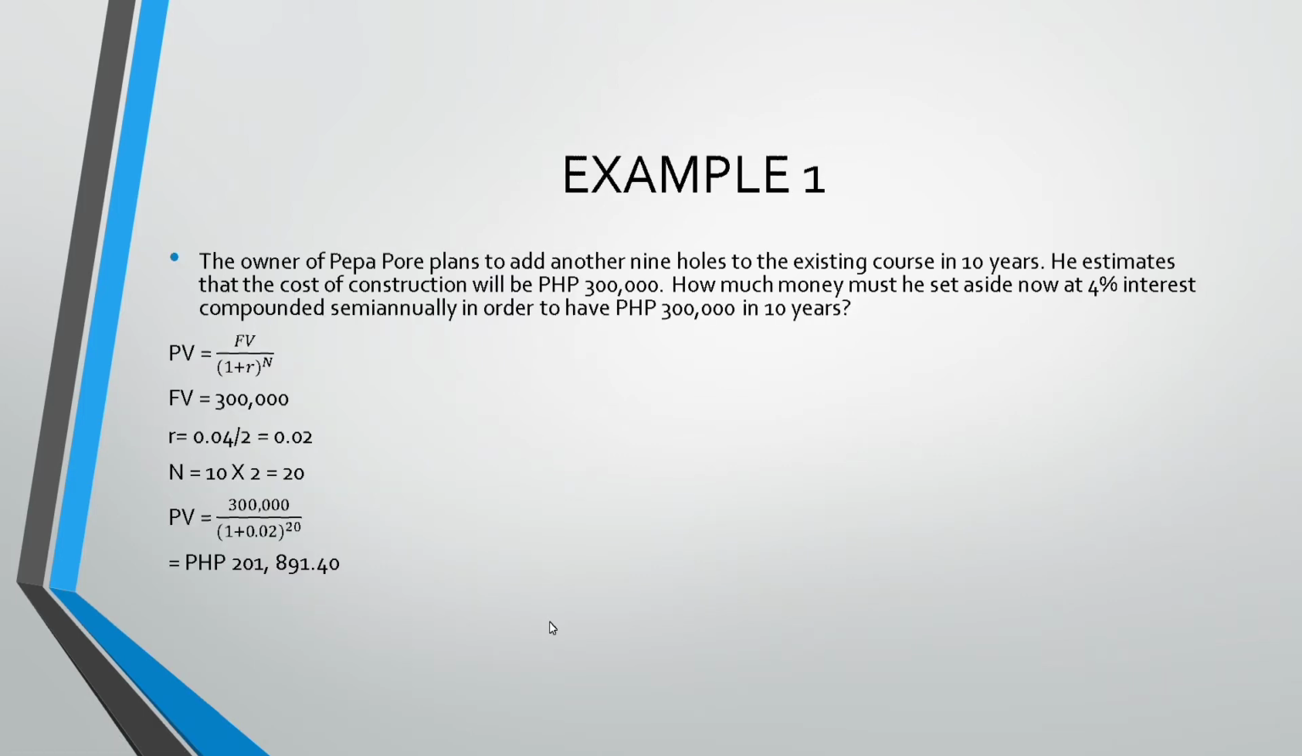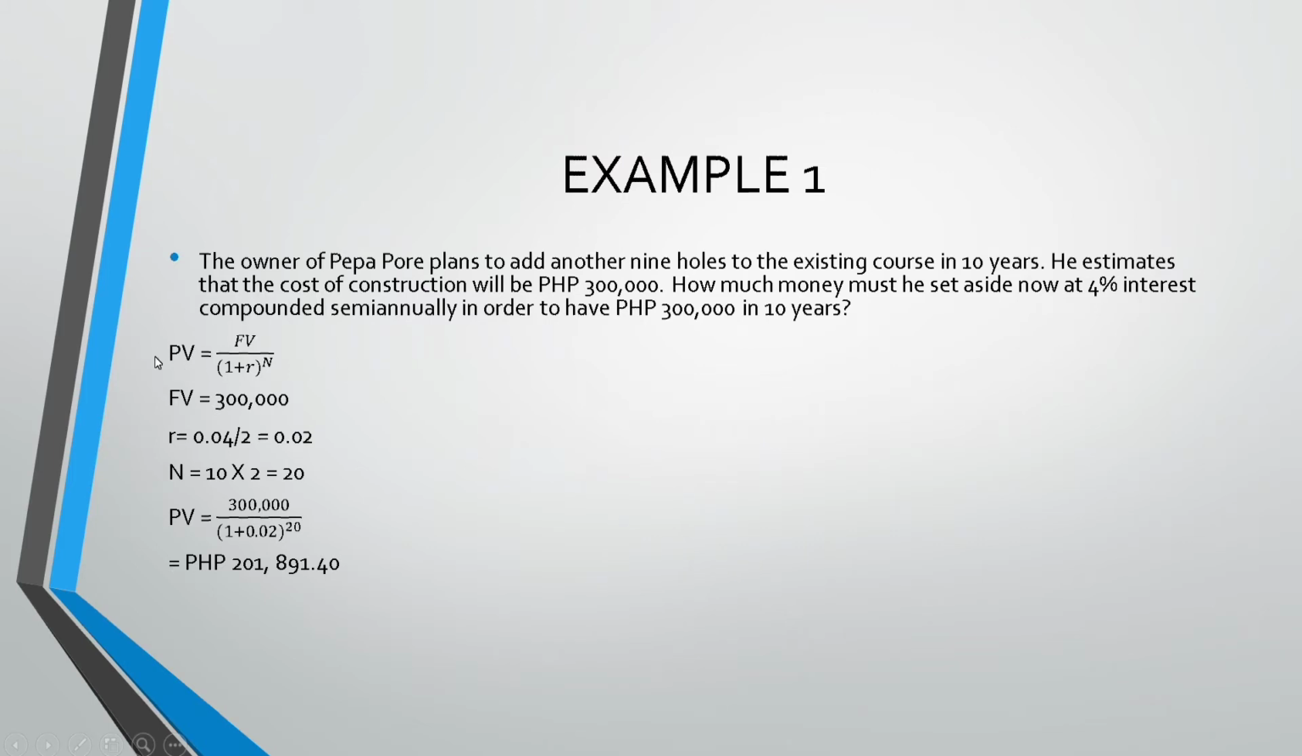So let's have an example. The owner of Peppa Por plans to add another 9 holes to the existing course in 10 years. He estimates that the cost of construction will be 300,000 pesos. How much money must he set aside now at 4% interest, compounded semi-annually, in order to have 300,000 in 10 years? Let's solve this.